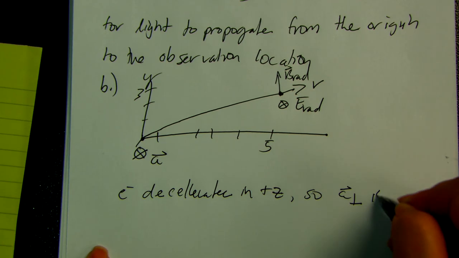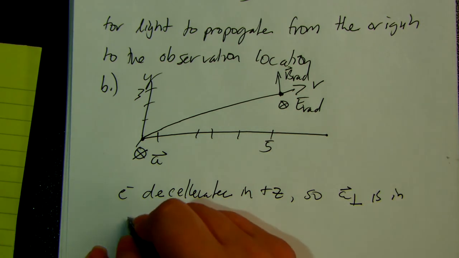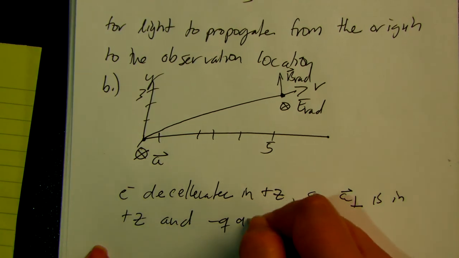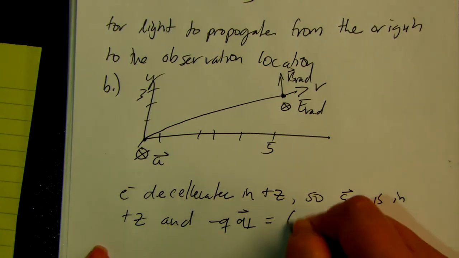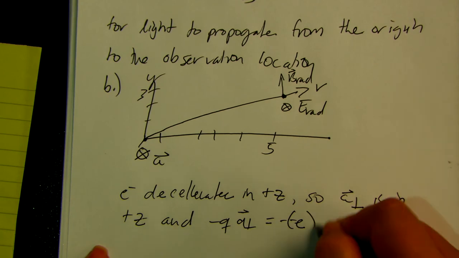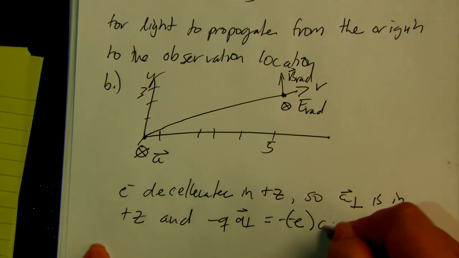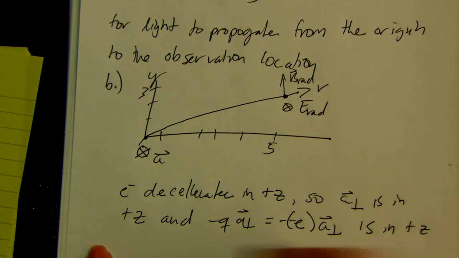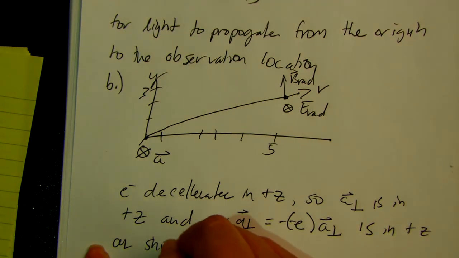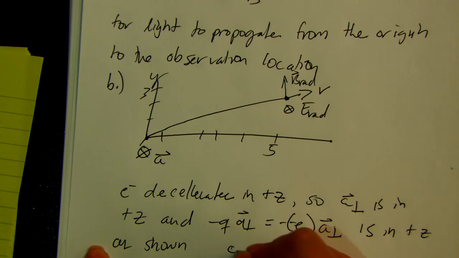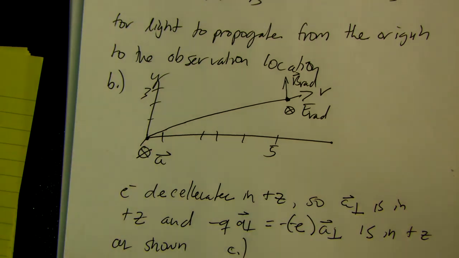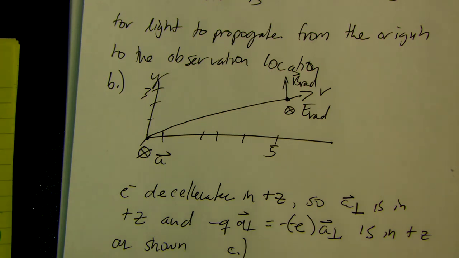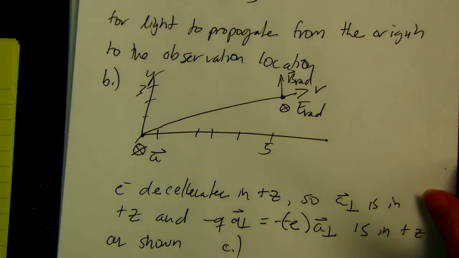perpendicular is in positive Z, and minus Q A perpendicular is equal to minus, minus, minus, just 2 minuses. A perpendicular is in plus Z as shown. And that also answers C. So this is the diagram that we're looking for in something like this. All right, moving on.